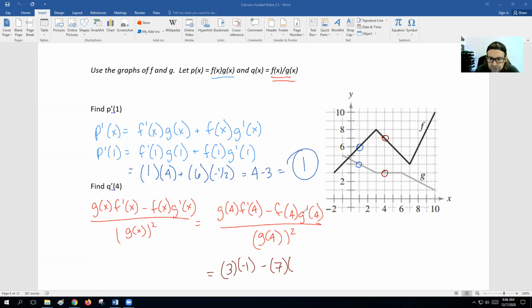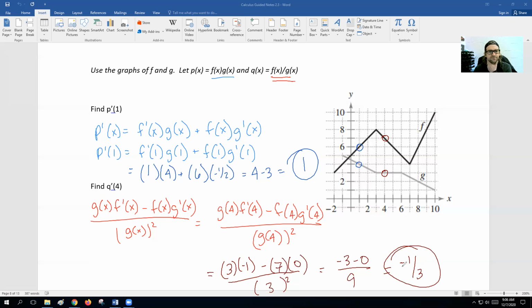What's the slope of G at 4? The slope of G at 4, that's a flat line, that is 0. All over G of 4, it's located here at 3, and then squared. Okay, so if we simplify, this would be negative 3 minus 0 over 3 squared, which is 9. Now what does that simplify? That's just negative 3 over 9, or negative 1/3.